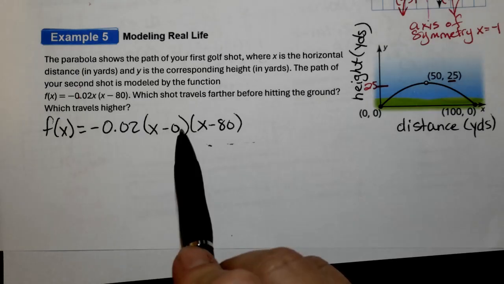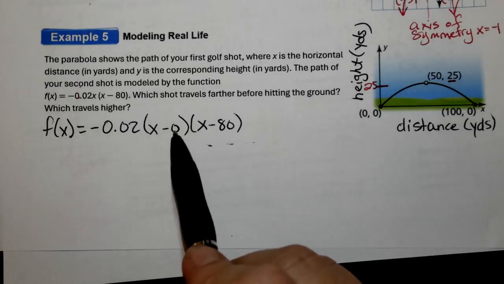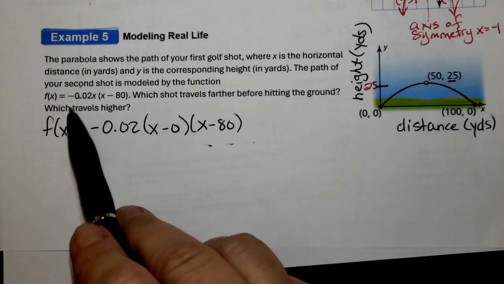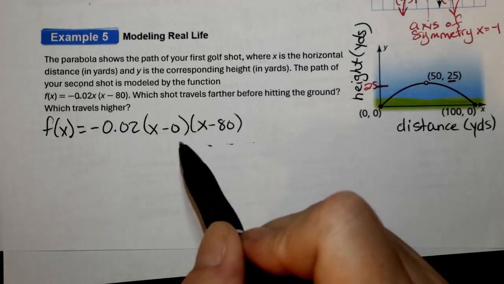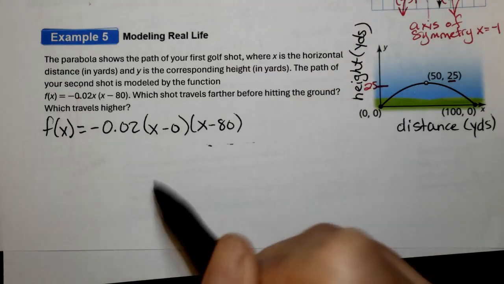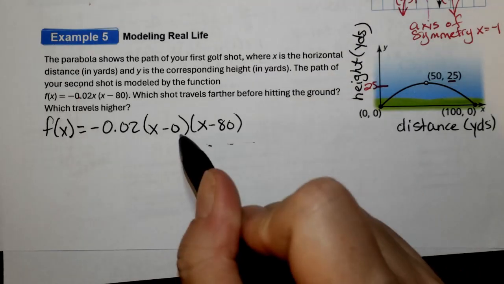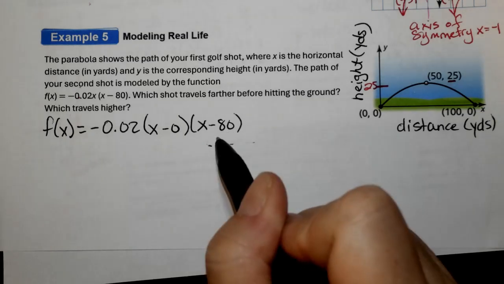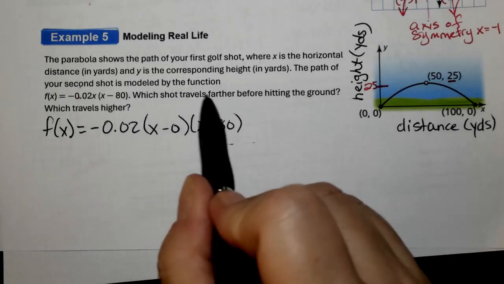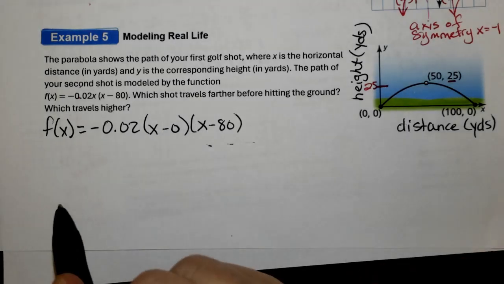If you took x and you subtracted 0, you would get x. And then that's why that's just hanging out with the -200s. Okay, so now we know just from this, how far did this ball travel? It went from 0 to 80. So this time, the second shot, it only went 80 yards. All right, so we know which shot travels farther. We know our first shot traveled farther.